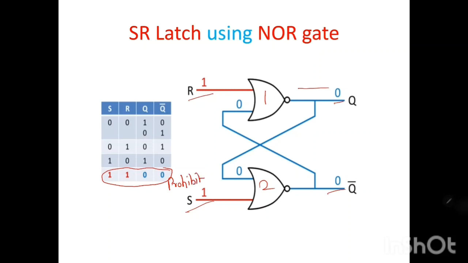Prohibited state means when the input is S is equal to 1, R is equal to 1. When S is 0 and R is 1, it is the reset state. When S is 1 and R is 0, it is the set state. And 0 0 is no change, or sometimes it is called the memory state. Okay, thank you.